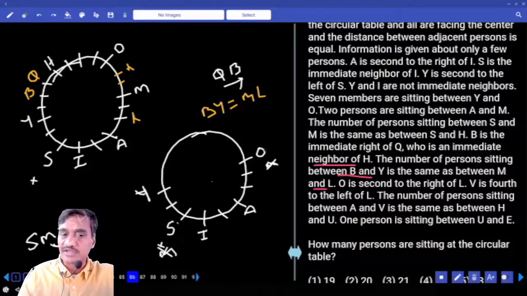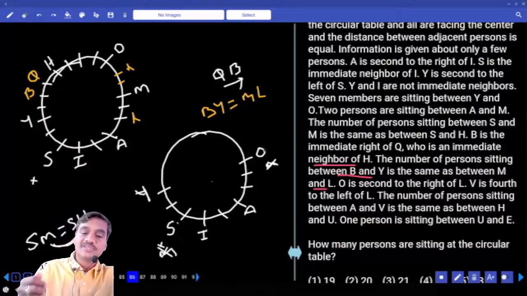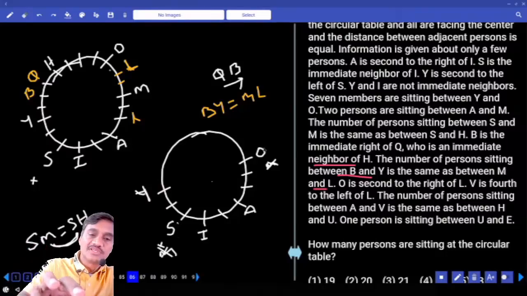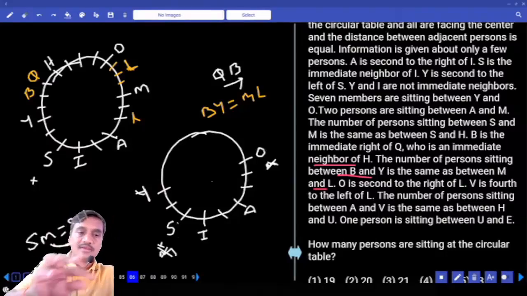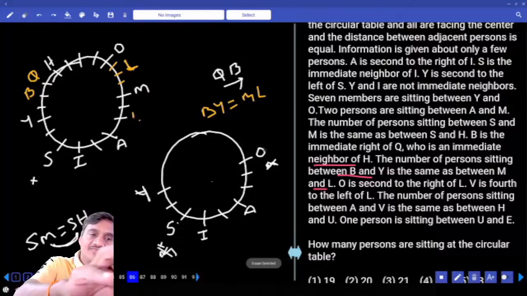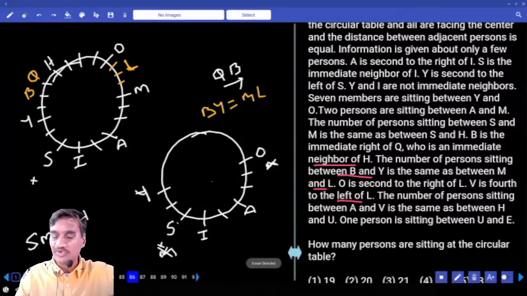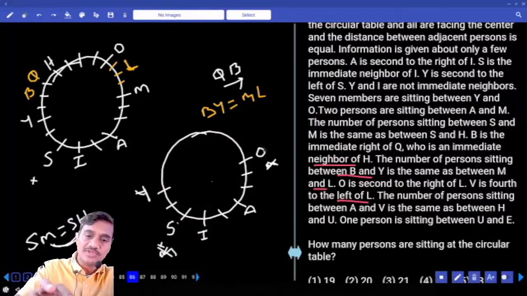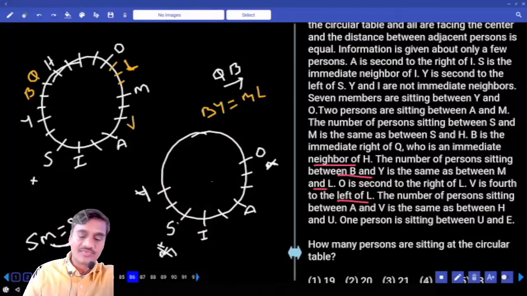O is seated second to the right of L అన్నాం. O is seated second to the right of L అంటే L must be at this place. అంతే కదా? అయిపోయింది అరేంజ్మెంట్. దెన్ ఇప్పటికైతే సర్కిల్ ఫిల్ అయిపోయింది. And V is 4th to the left of L. 1, 2, 3, 4. V is 4th to the left of L.